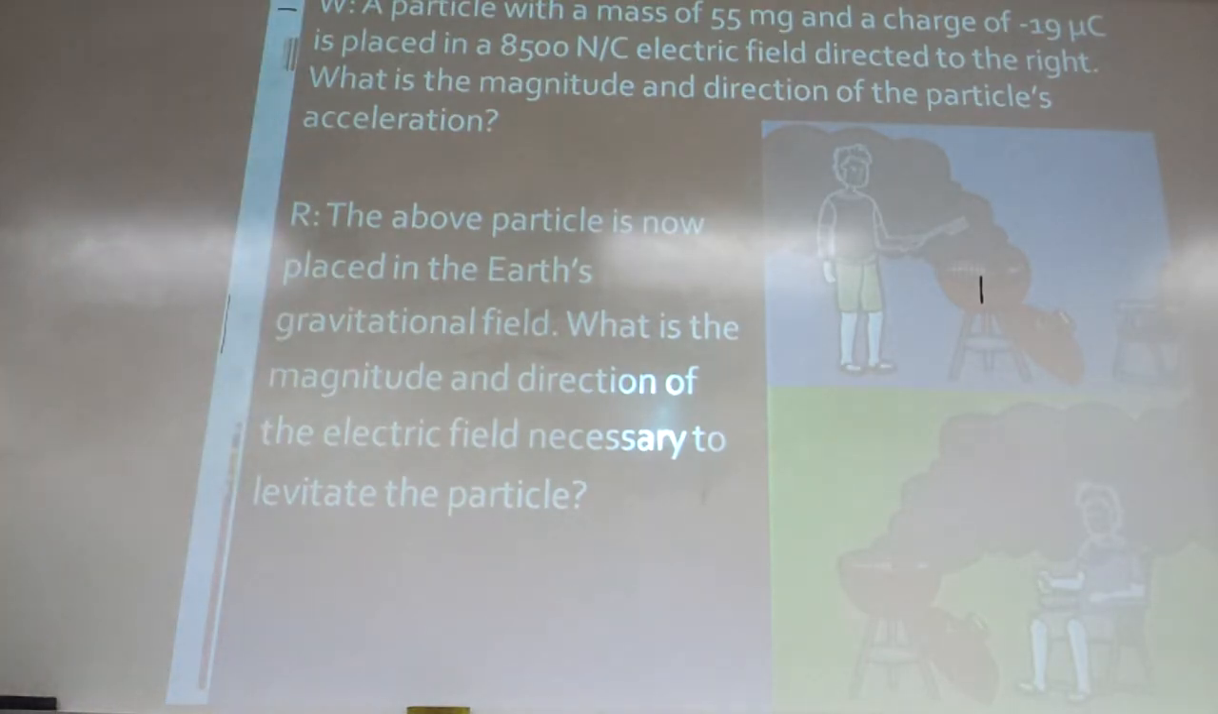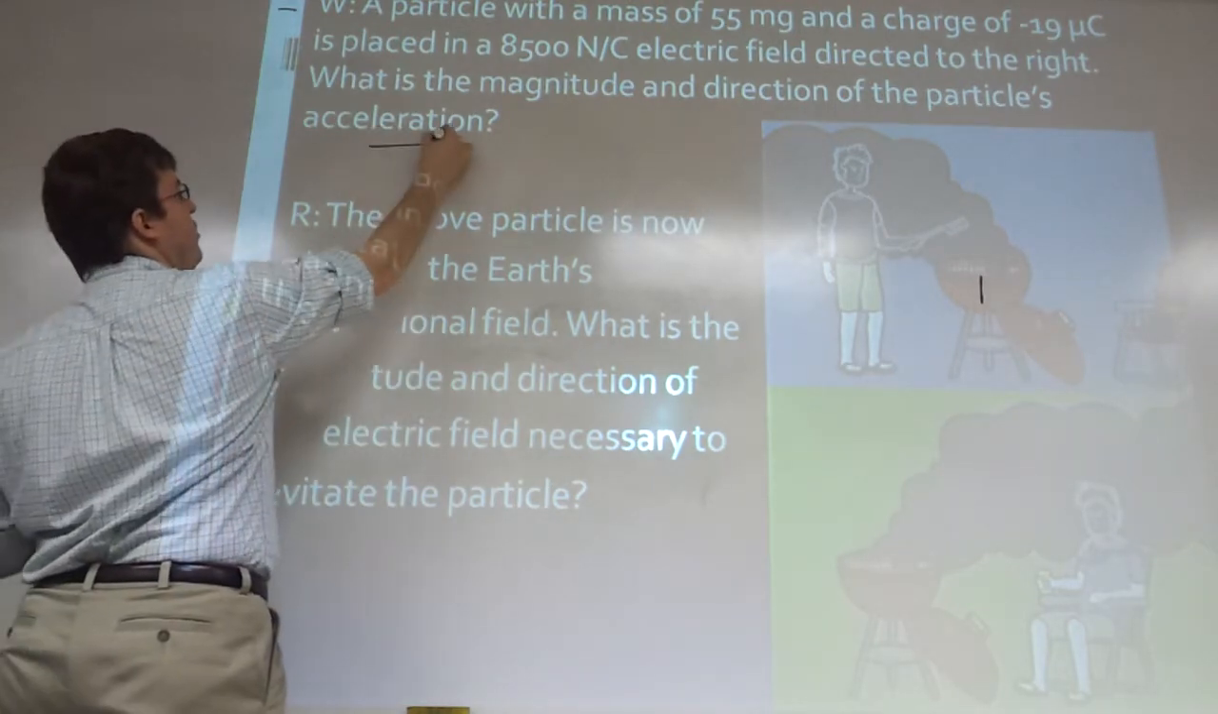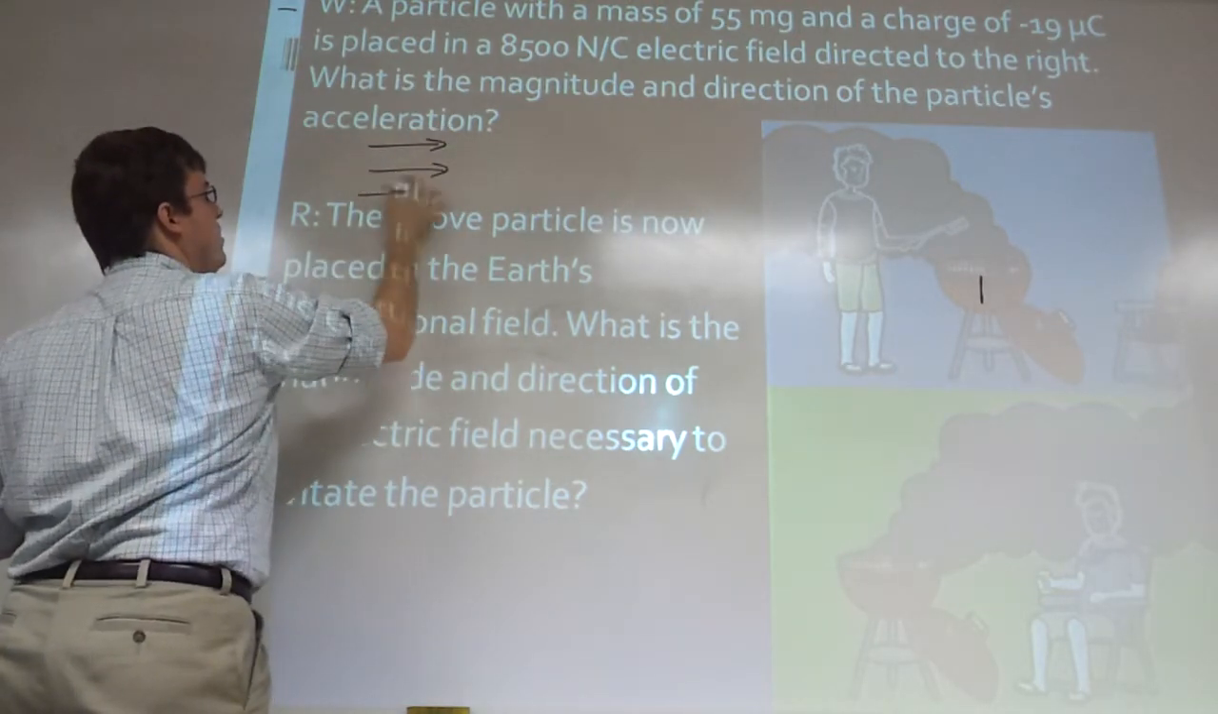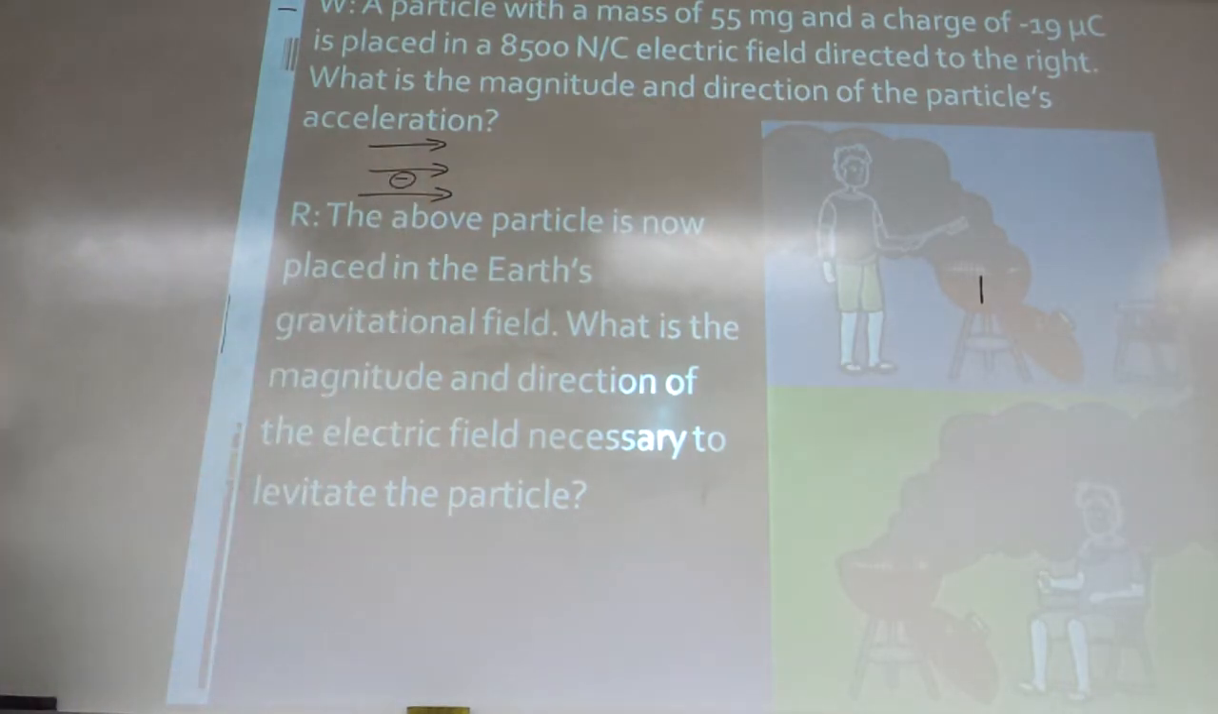Okay, so let's start. A particle with a mass of 55 milligrams and a charge of negative 19 microcoulombs is placed in an 8,500 newtons per coulomb electric field directed to the right. What is the magnitude and direction of the particle's acceleration? So here's our electric field going to the right, and we have a negative particle placed in that field, okay?